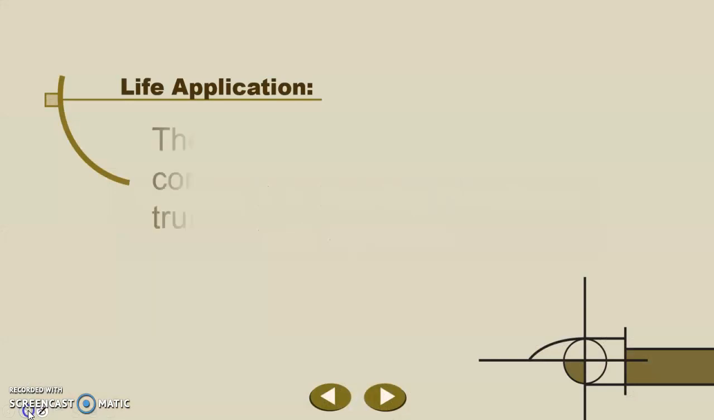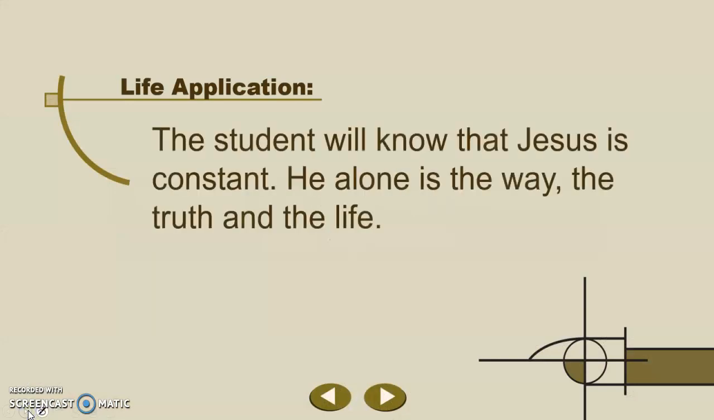Our life application for this unit is this. The student will know that Jesus is constant and he alone is the way, the truth, and the life. Jesus is not a variable. He is a constant in our life, and he's not a problem that we're going to have to solve depending on the context. Jesus is the same yesterday, today, and tomorrow. So not a variable. But in math, so many things are a variable, and we do need to be able to think about them logically and reason through them.